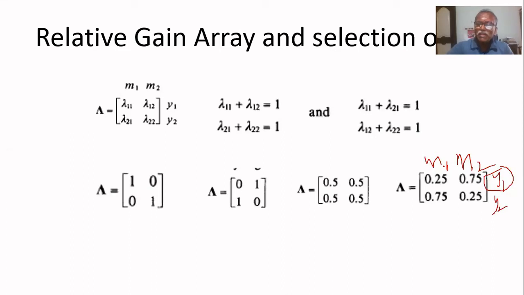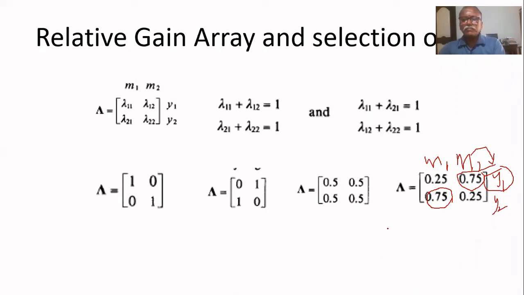Whether we have to use M1 or M2 as the manipulated variable, so far we used qualitative analysis. Now we can say quantitatively that M2 has more impact on Y1 because it has a relative gain of 0.75. That's why M2 should be used to control Y1. M1 also has impact on Y1, but it has more interaction from M2. Similarly, Y2 has to be controlled by M1, not M2. This we can obtain from the relative gain array.